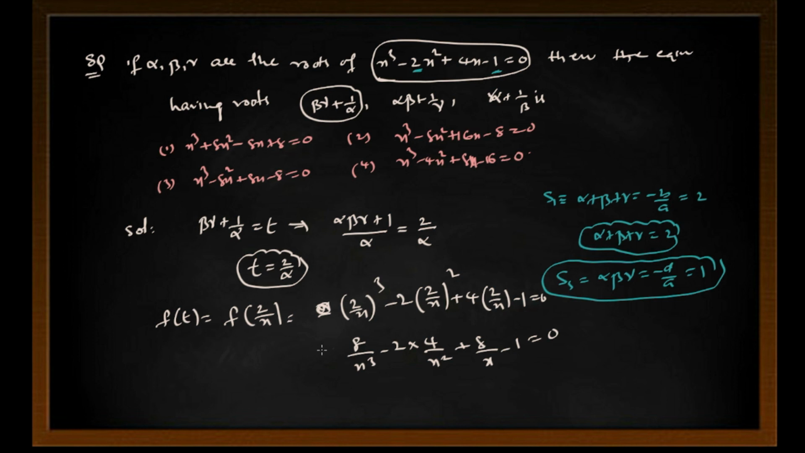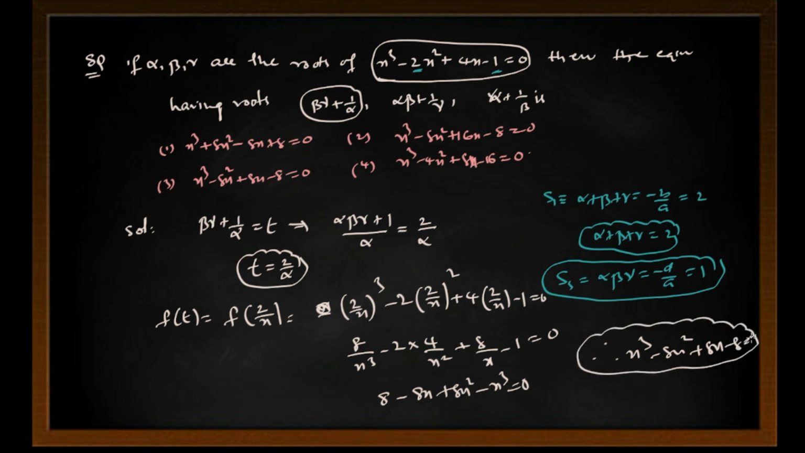Now multiplying both sides by x cube. So if you multiply with x cube, 8 minus 8 into x, if you multiply with x, 8x square, so minus x cube equals to 0. Now change the sign: x cube minus 8x square plus 8x minus 8 equals to 0. So x cube minus 8x square plus 8x minus 8, so third option. Okay.